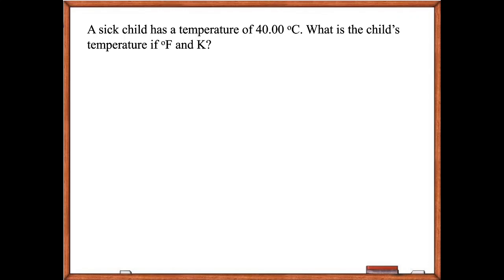Taking a look at this one, we just want to convert a Celsius temperature to a Fahrenheit temperature and to a Kelvin temperature. The first thing we need to do is pull out our two equations. For Celsius to Fahrenheit, it's 1.8 times Celsius plus 32. All we need to do is take our temperature, which was 40 degrees C, and plug that straight in here, which gives us 1.8 times 40 degrees C plus 32.